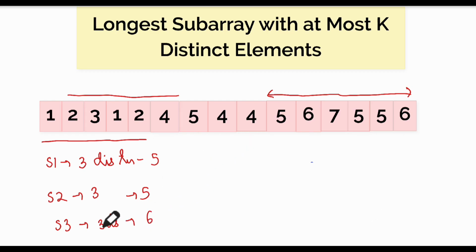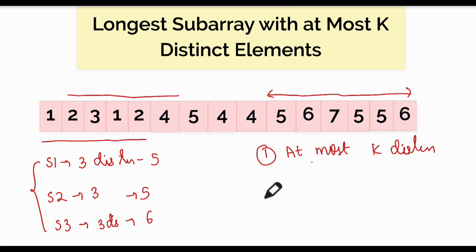So far what did we see? We found that this particular subarray contains at most 3 distinct elements and has the maximum length out of these 3, right? Similarly, we have to explore all the subarrays which are possible with the given criteria. First of all, the first criterion is that it should have at most k distinct elements. And second, out of those valid subarrays, we have to find the longest one. So I hope you understand the question now. Let us move forward with discussing the approach to solve this question.